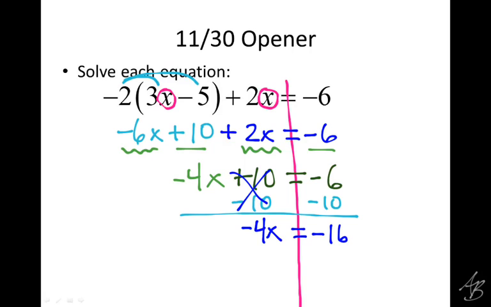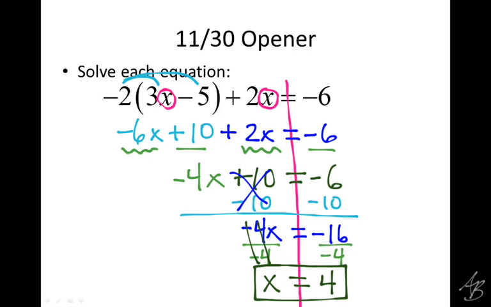Alright, now we need to get rid of that negative 4, so are we going to add 4? No, we need to divide. We need to divide because, what is this? Negative 4x means negative 4 times x. So to get rid of the multiplication, we divide. Make sure you divide by the number you're trying to get rid of, which is a negative 4. And when the negative 4 is canceled, that leaves x equals positive or negative? Positive, because when we do a negative divided by a negative, it gives us a positive.